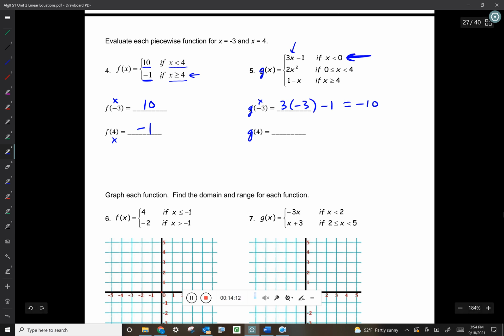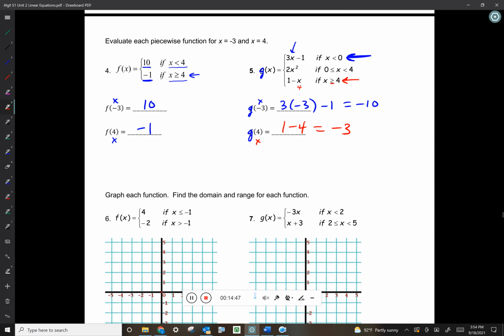Okay, what if I want to find g of 4? Well, if I want x to be 4, which piece would I use? Well, the first one, x is less than 0. The second piece, that's when x is between 0 and 4, but notice it doesn't say equal to 4. The third piece, though, it says when x is more than or equal to 4. So I'm going to plug it into this last equation. So if I put a 4 in place of x right there, I'm going to have 1 minus 4, which is negative 3.